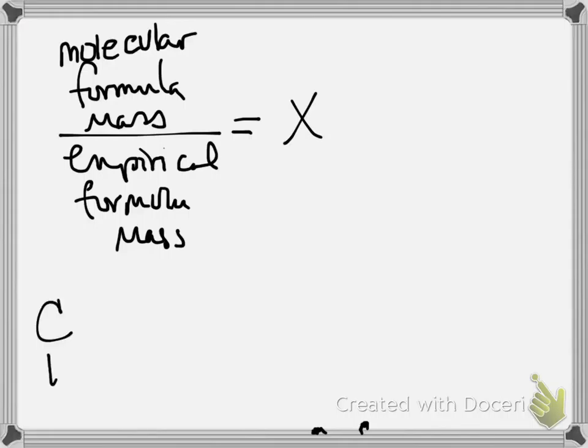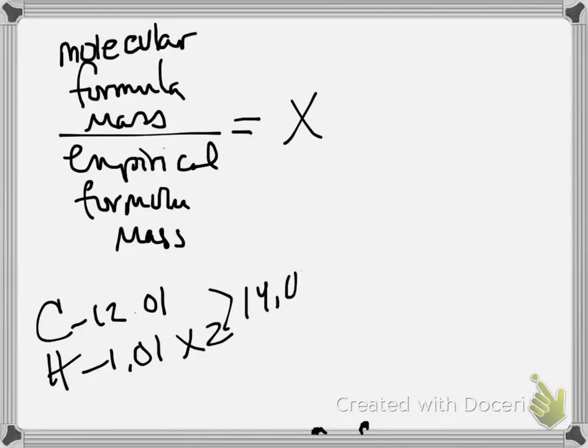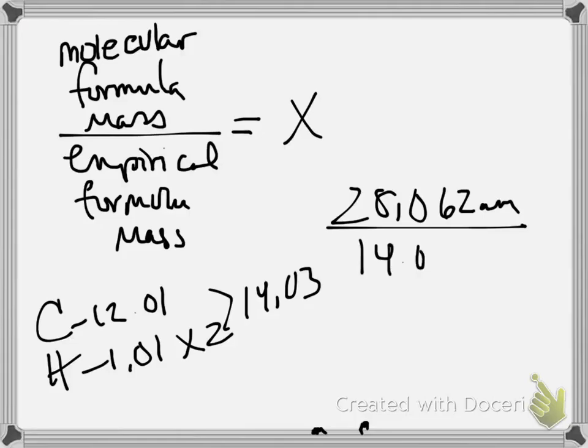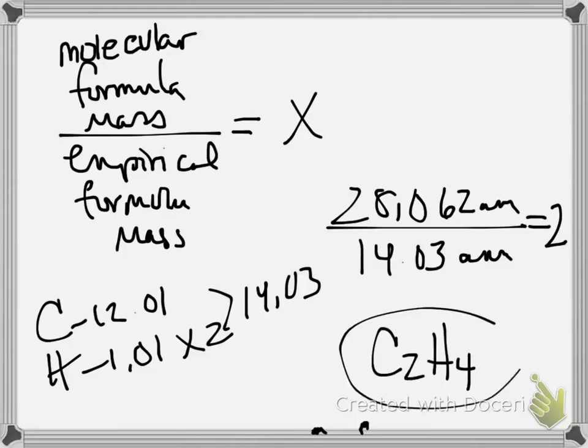So it's pretty easy to add up the empirical formula mass for this one. We get 14.03. So we're just taking 28.062 AMUs divided by 14.03 AMUs, and of course we get a multiplier of 2. It's 2.000 something. Close enough to 2, we assume that the rest of it is just a rounding issue. So what we end up with is C2H4 for our molecular formula. And most people did pretty well on that one.